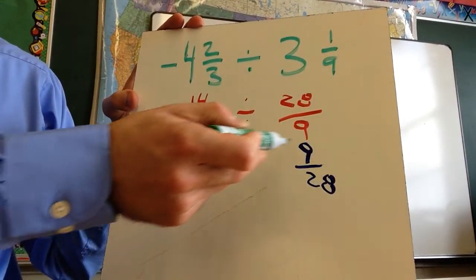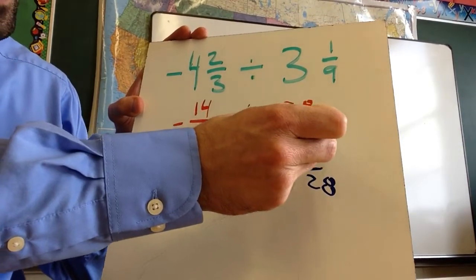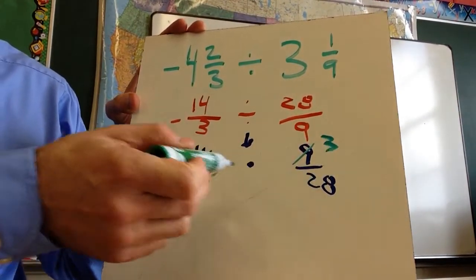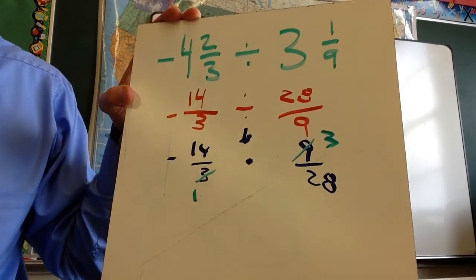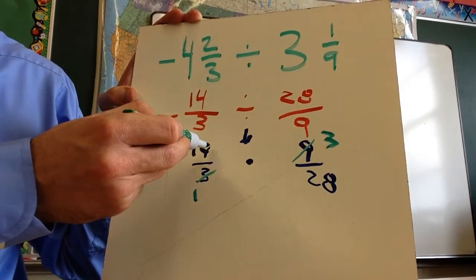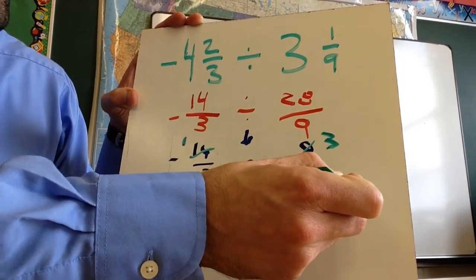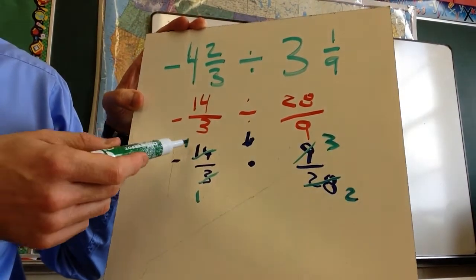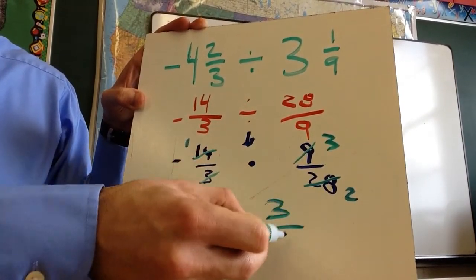I know that these two have a 3 in common, so I can divide out 3. And then these have a bunch of numbers in common. They have a 2 in common, a 7 in common. They also have a 14 in common. So I'm going to divide 14 by 14, and that gives me a 1. 28 divided by 14 gives me a 2. When I multiply across, 1 times 3 is 3. 1 times 2 is 2.